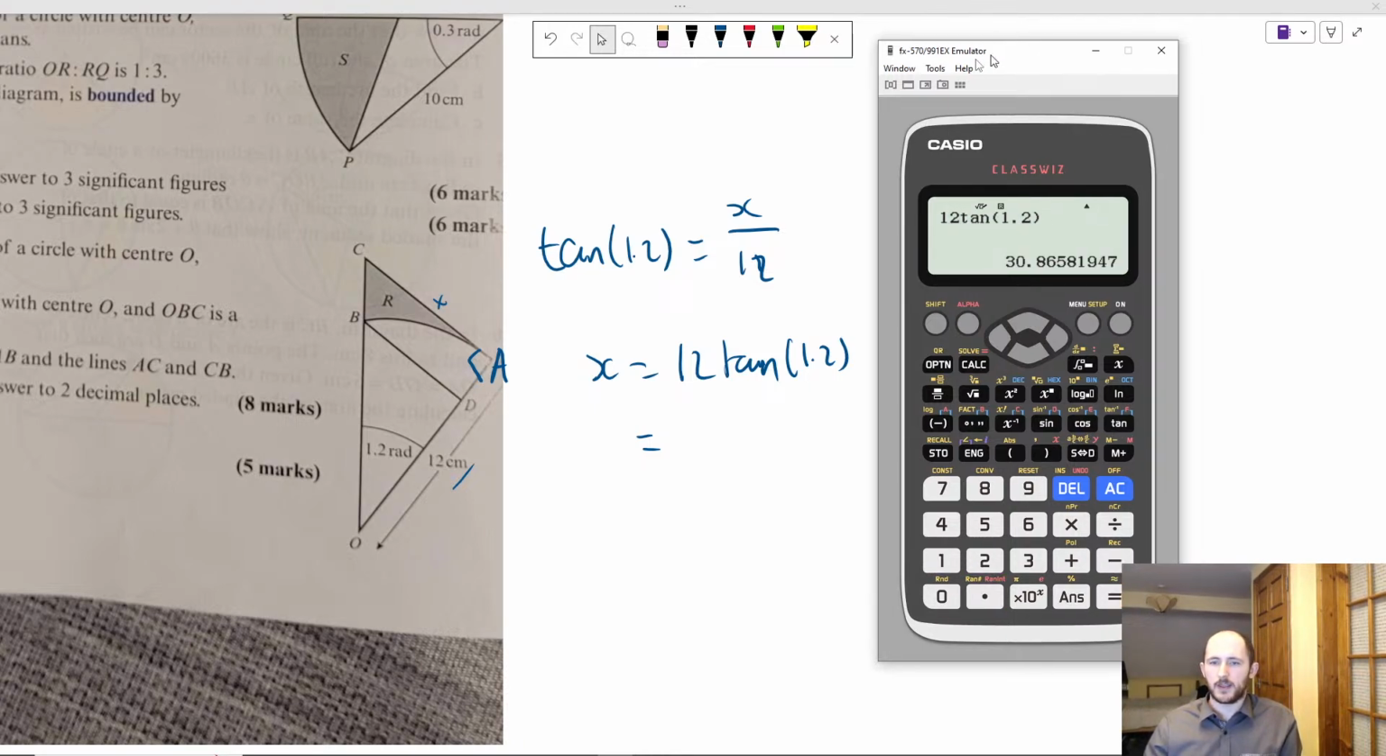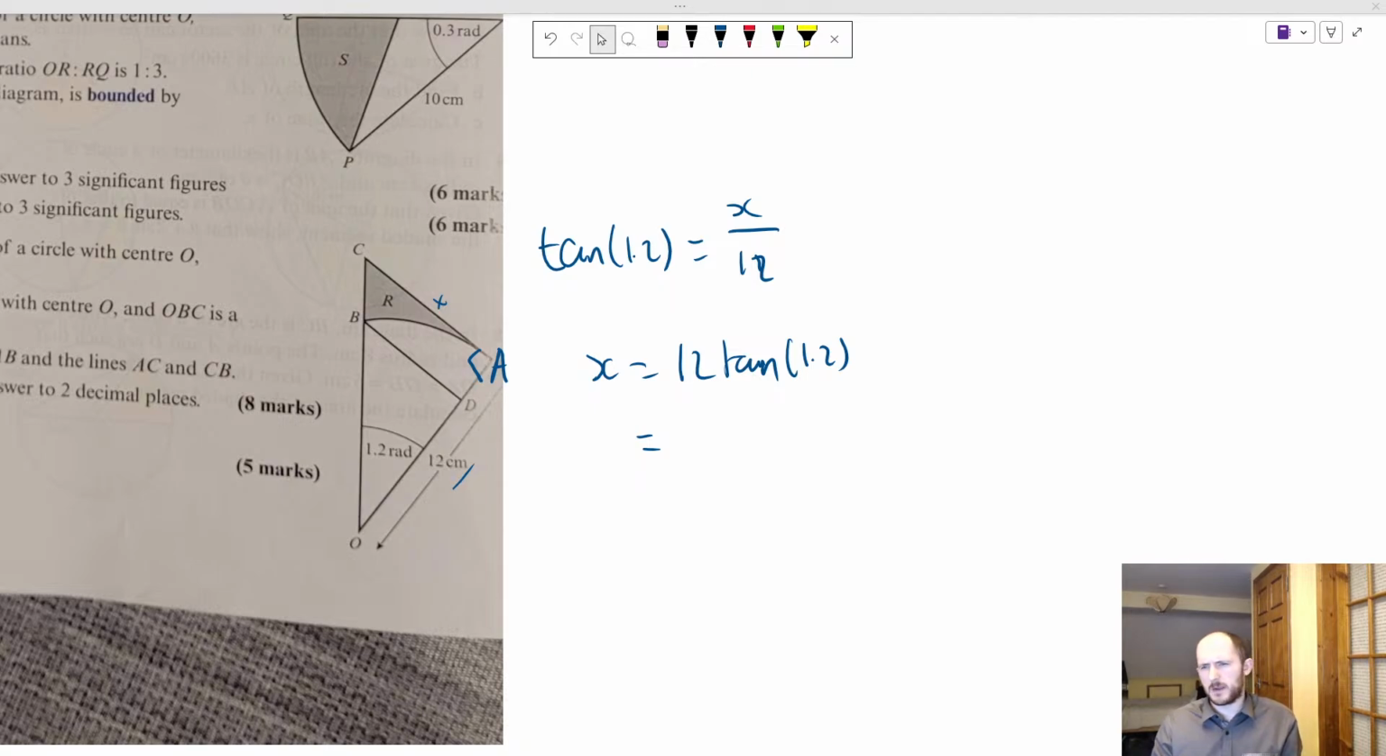Boom. 30.9. That seems quite big. All right. That seems very big, doesn't it? All right. I mean, is what it is.